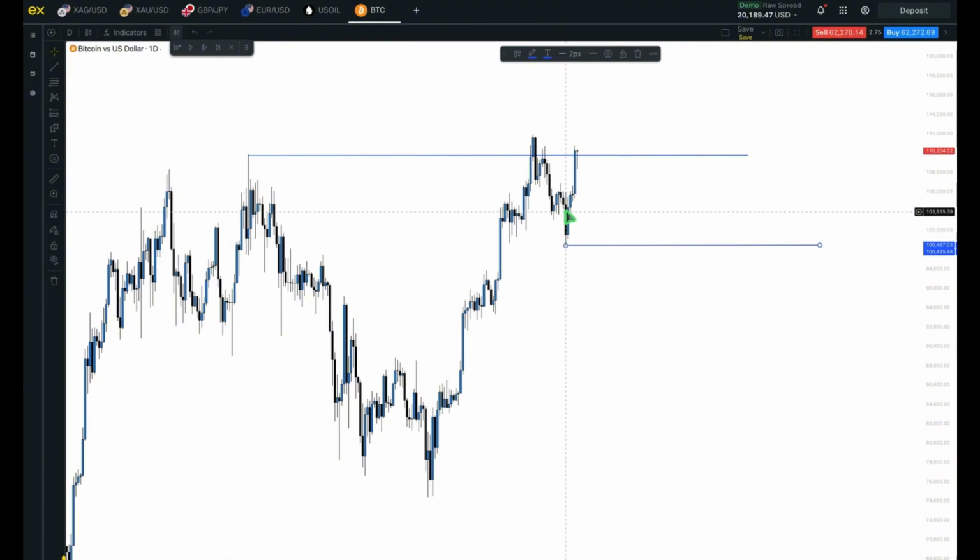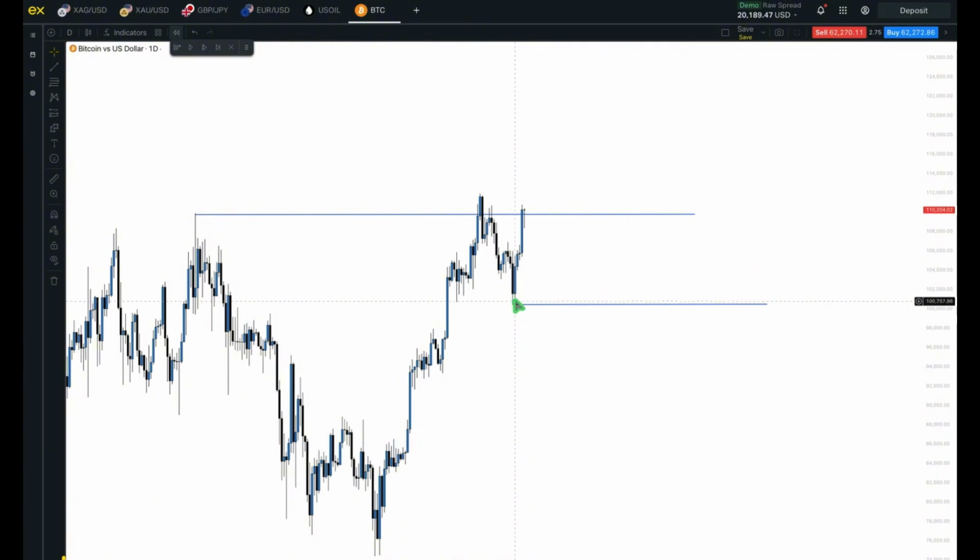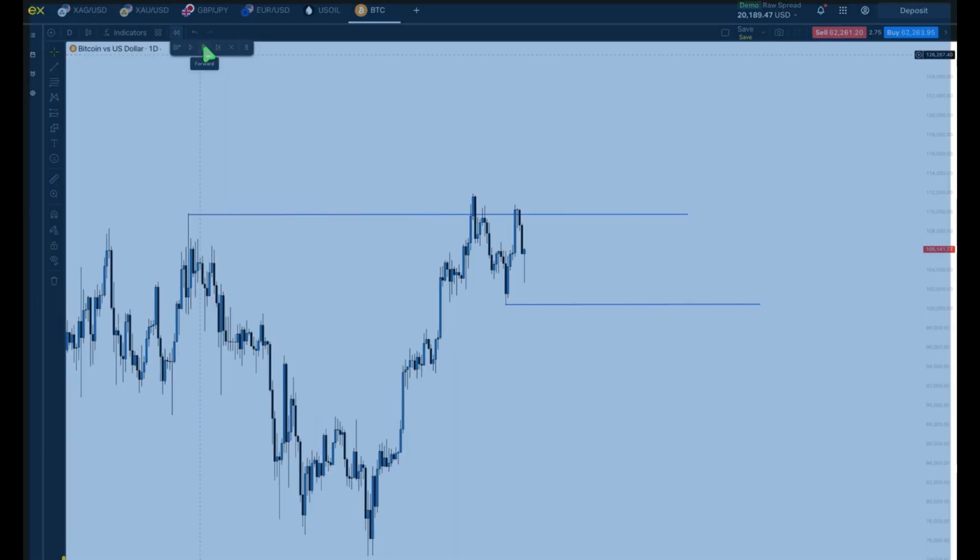Okay, and here you can see the price went up and swept this previous all-time high once again. Now we have highlighted this area. This area is important. The price has to come down and sweep this area. So I will forward it and we will see what happens here.